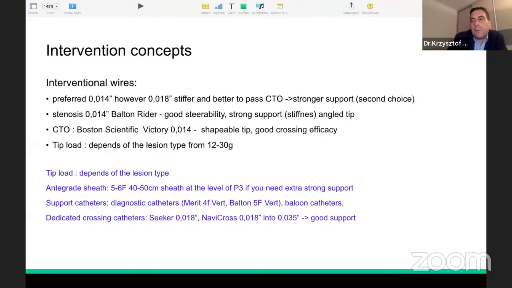If I have stenosis, my favorite wire is Barton Rider. It's very delicate, easy to destroy. However, it goes with the flow, so it's quite easy to catheterize stenosis. In chronic total occlusion, I use Victory from Boston with a shapeable tip, good support, and you can choose the tip load. In my opinion, it usually depends on the lesion length and on the calcification. The more calcified the lesion, the more grams of tip load I use.